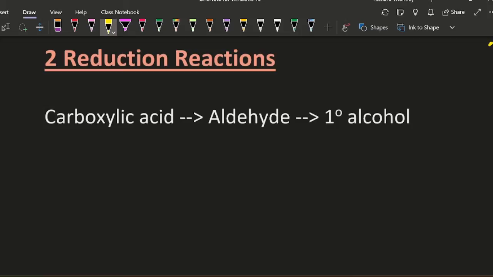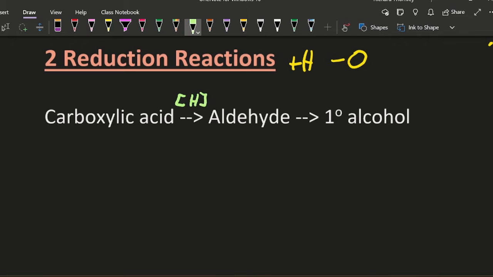Okay, two reduction reactions. Reduction is gain of hydrogen or loss of oxygen, or reduction is gain of electrons, but we're just going to be looking at those two today. Carboxylic acid to aldehyde to primary alcohol. You're probably familiar with the reverse reaction going that way, and that was oxidation, with reflux and distillation, all of that malarkey. So in this video, we're going this way.